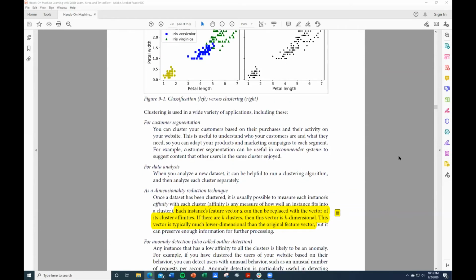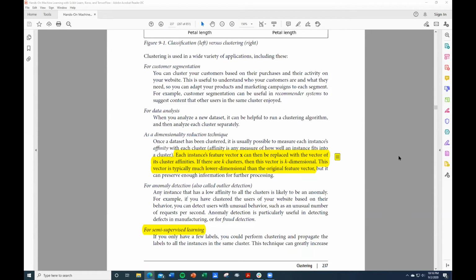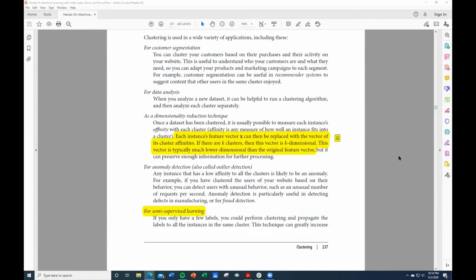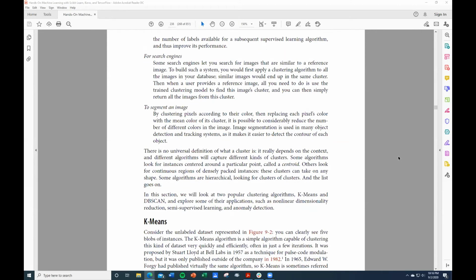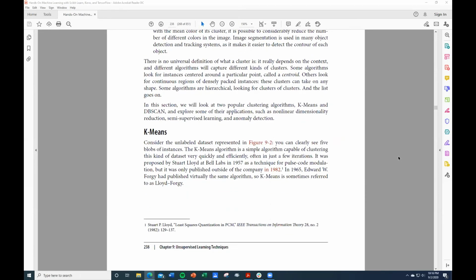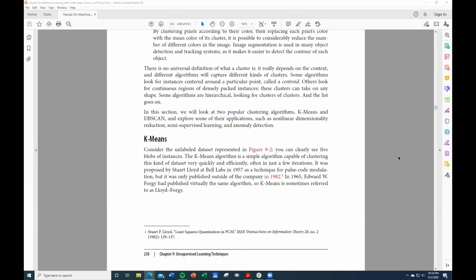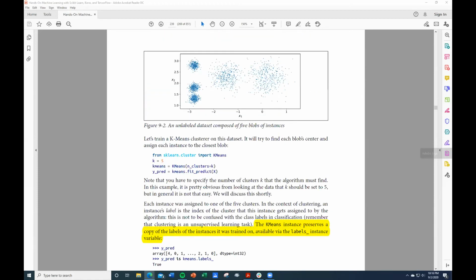So, they talk about it being used for dimensionality reduction, for anomaly detection, semi-supervised learning. All this stuff is great. Let's get into the meat of k-means, okay? And I'm going to jump now to the Colab.